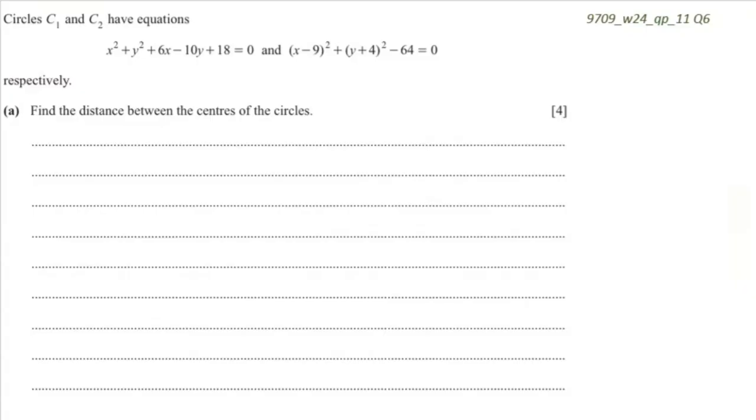One of them is in the standard form, the other one is in the expanded form. So the question says find the distance between the centers of the circles. For this expanded circle, I told you that you can go with completing the square as well, or maybe you can go with the shortcut method. I did the shortcut method earlier, so I'm going to perform completing the square this time. So you can have an idea about that as well.